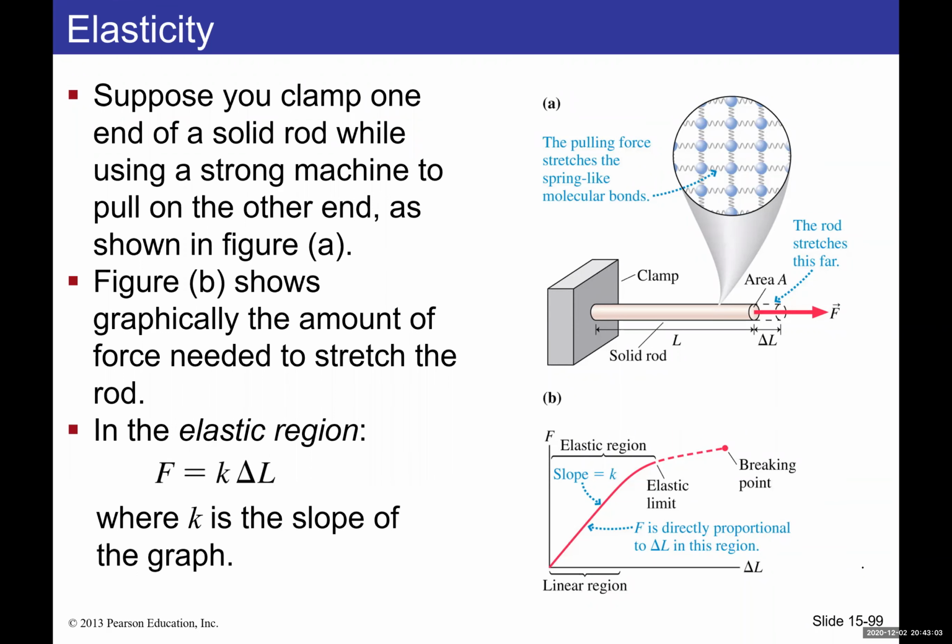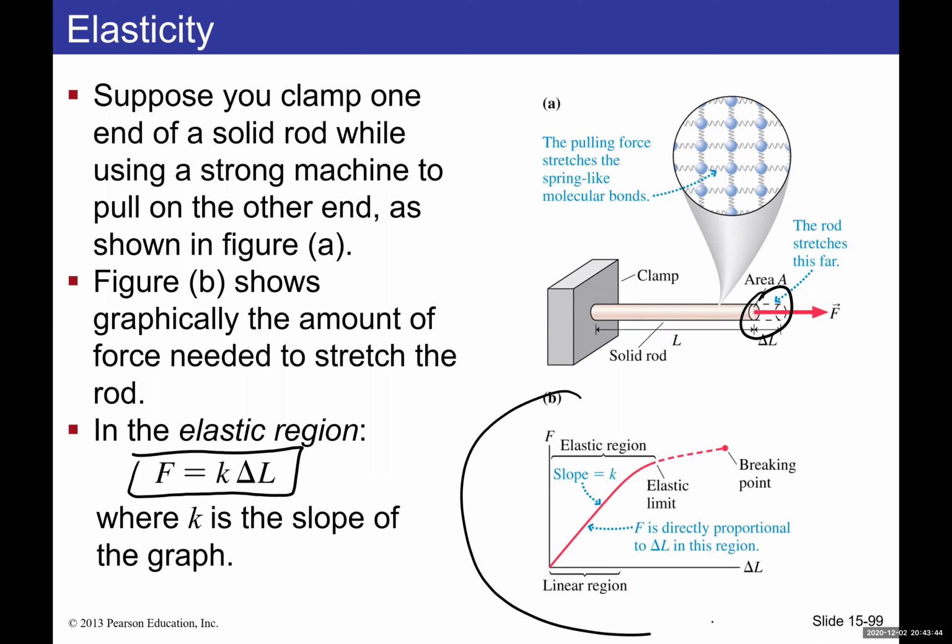So suppose you clamp one end of a solid rod while using a strong machine to pull on the other end, as you see in this picture over here. So here the figure shows graphically the amount of force needed to stretch the rod. And this equation you probably have already recognized: F equals k times delta L. It's basically Hooke's law that we have seen, right? So force equals some proportionality constant times delta L, which is just the change in length. That means if you clamp it at one end and apply force on the other end, it can be stretched a little bit, by this distance delta L.